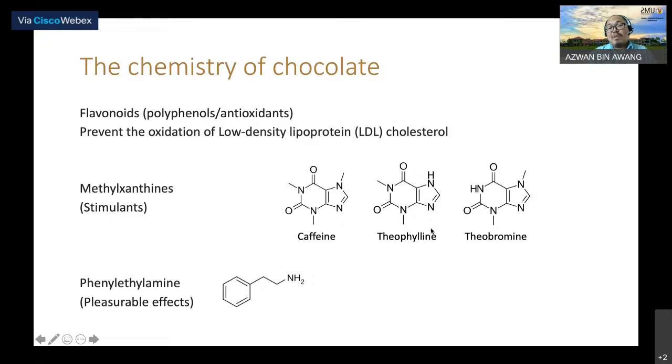Theobromine and theophylline are derivatives of caffeine, and we know caffeine is in coffee, which gives you that stimulated feeling when you drink coffee. So chocolate has less caffeine, but lots of theobromine with a mild effect. And of course, there are a lot of polyphenols, antioxidants that can prevent the oxidation of low density lipoprotein, or LDL, which we call bad cholesterol.